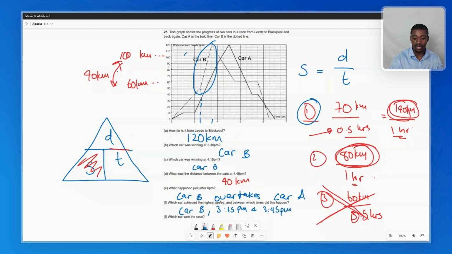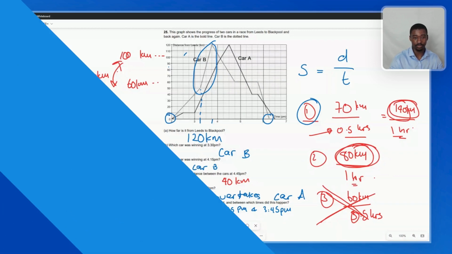Now, finally, to end it off, which car won this race? We already looked at this. The car that won the race is the car that gets back to 0 kilometers in the quickest time. And that means it's going to be car B right here. So car B is the winner.